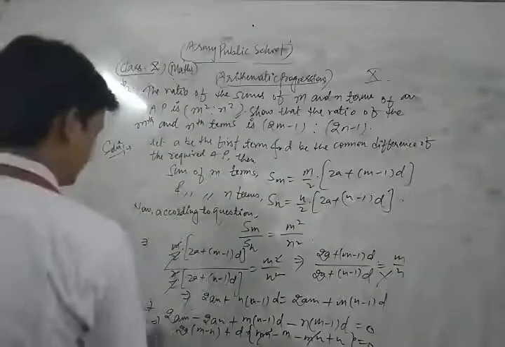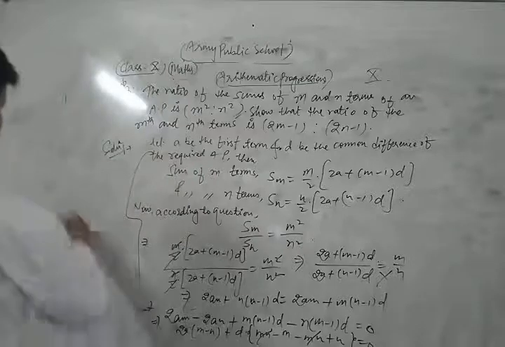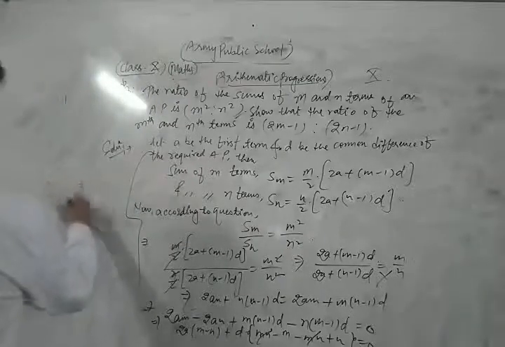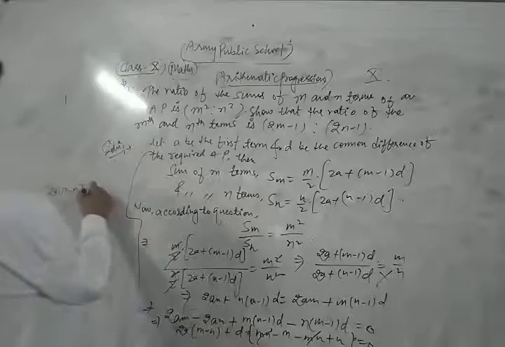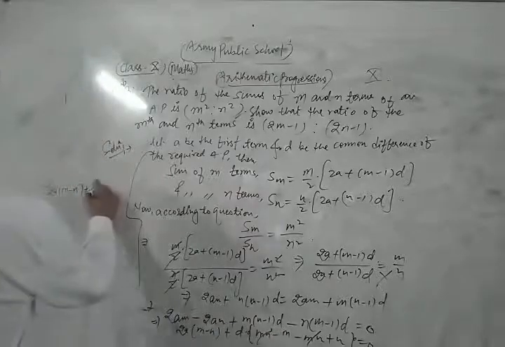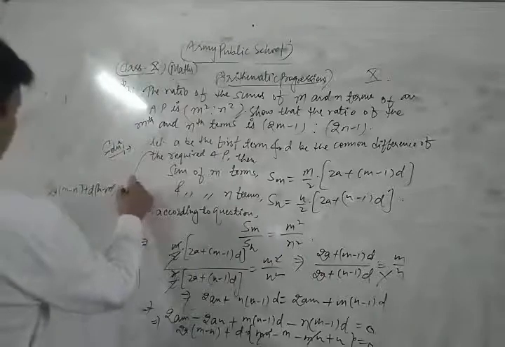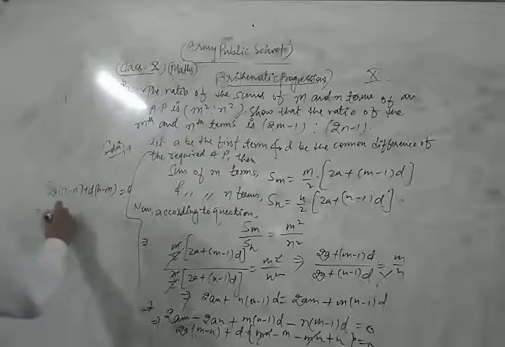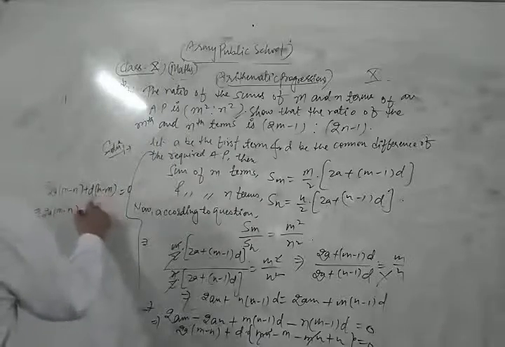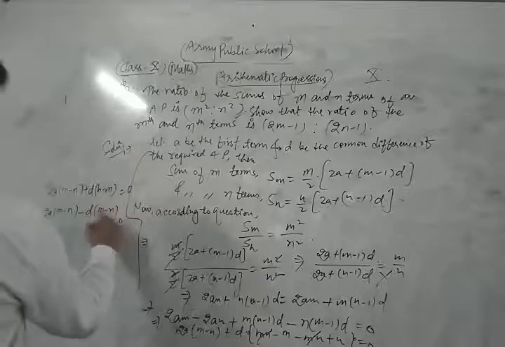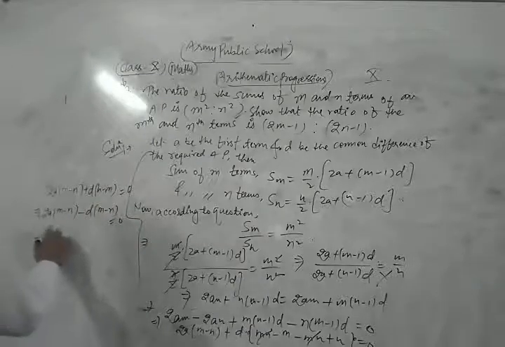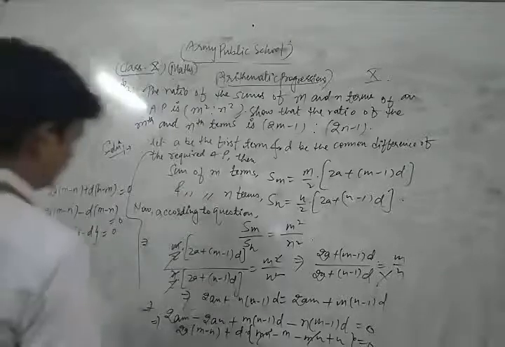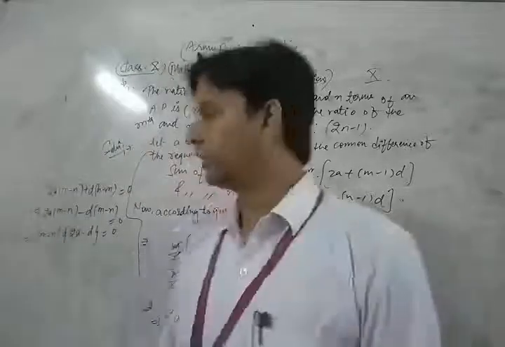Now let's see here, plus m minus n cancel to each other, so we get 2a into m minus n plus d into n minus n is equal to 0. Now here we take d as common, so 2a minus common, so d into m minus n is equal to 0, so we take m minus n as common, so we get 2a minus d is equal to 0.